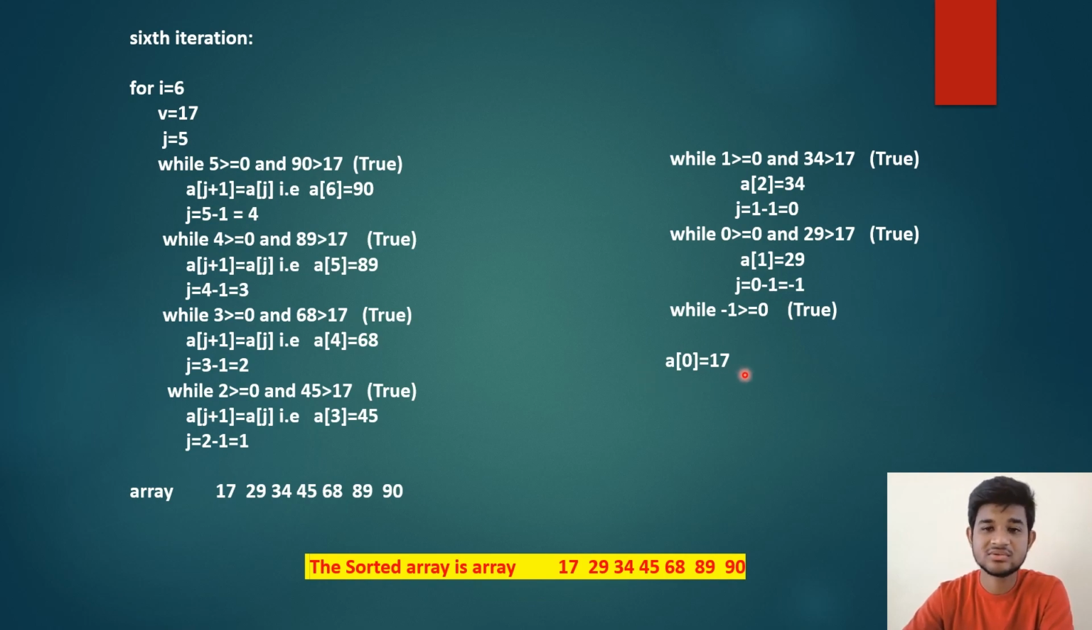That is a of j plus 1 is equal to b, where a of j plus 1 is a of 0, is equal to b, which is 17. Now the 0th position is occupied by 17. Therefore, the sorted array is 17, 29, 34, 45, 68, 89, 90. Therefore, the final sorted array is 17, 29, 34, 45, 68, 89, 90. Like this, with the help of the algorithm, we can perform insertion sort.